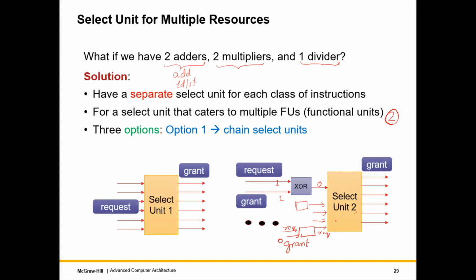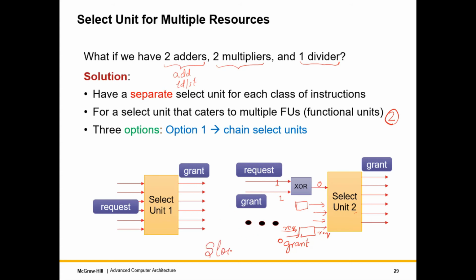The job of the second select unit is to basically grant one more request. So that is how, even if we have two adders, by chaining the select units, we can grant two requests. What is the disadvantage of this method? The disadvantage of this method is that the time that is required is double, right? So it requires twice the time, so it is slow.